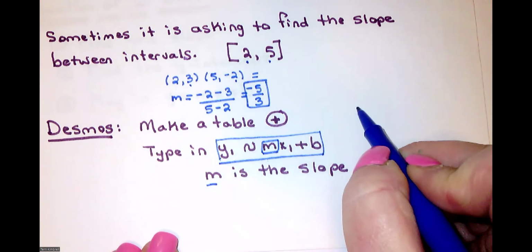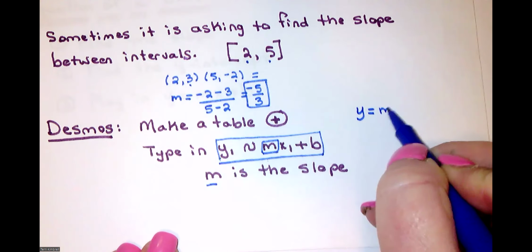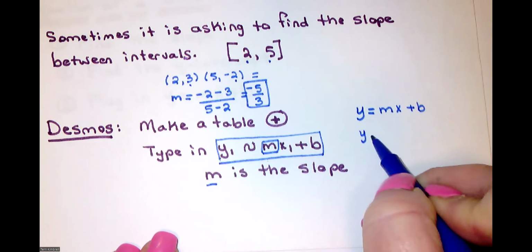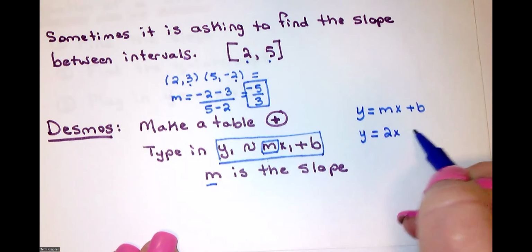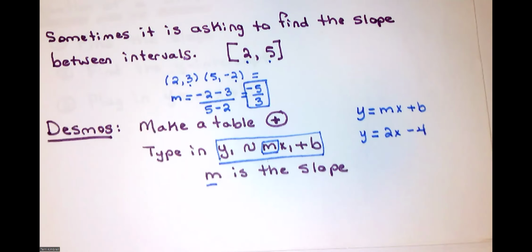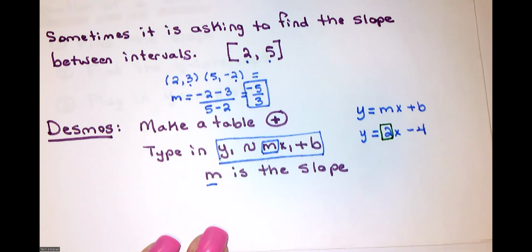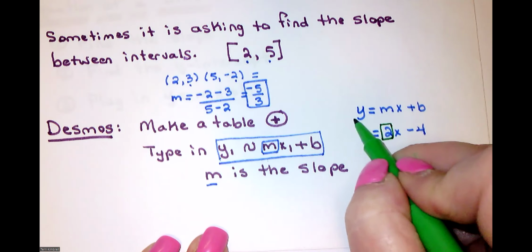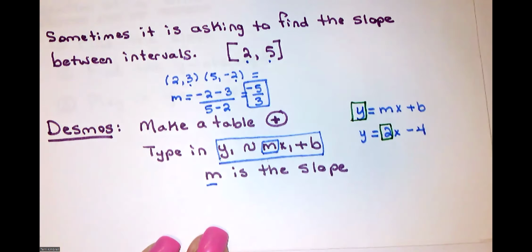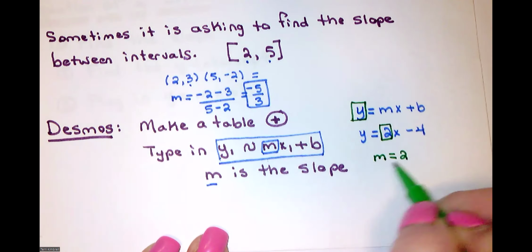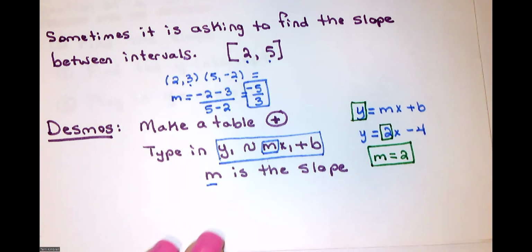So what that means is if you're given an equation and it is asking you to find the slope. If this was your equation, 2x minus 4, and it said in the directions, what is the slope? You would need to find the number in front of the x, make sure y is completely by itself, and your slope would be the number 2. Okay?